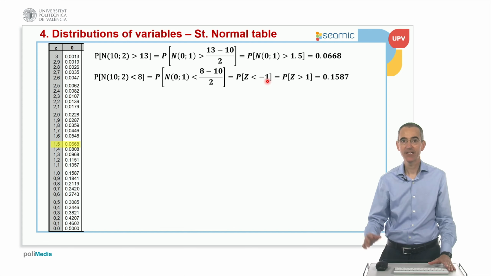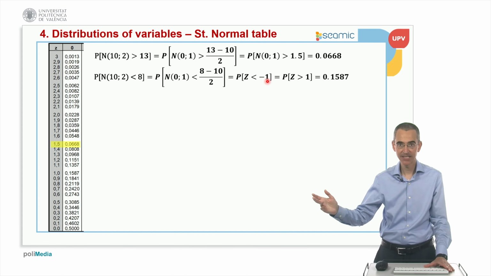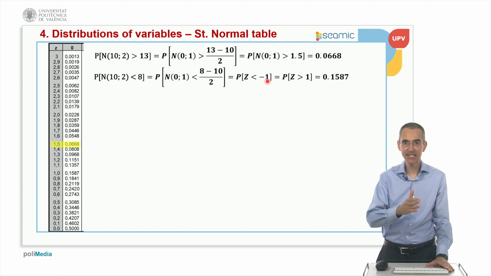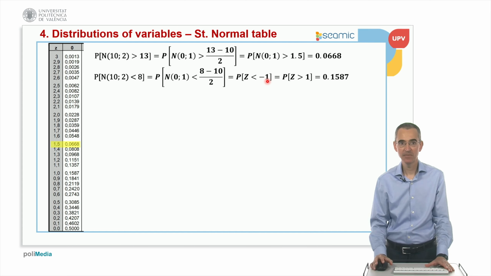Remember that I explained in the previous slide that less than -1 is the same as higher than 1 by symmetry. So we go here, we go to 1, and then we obtain the solution.